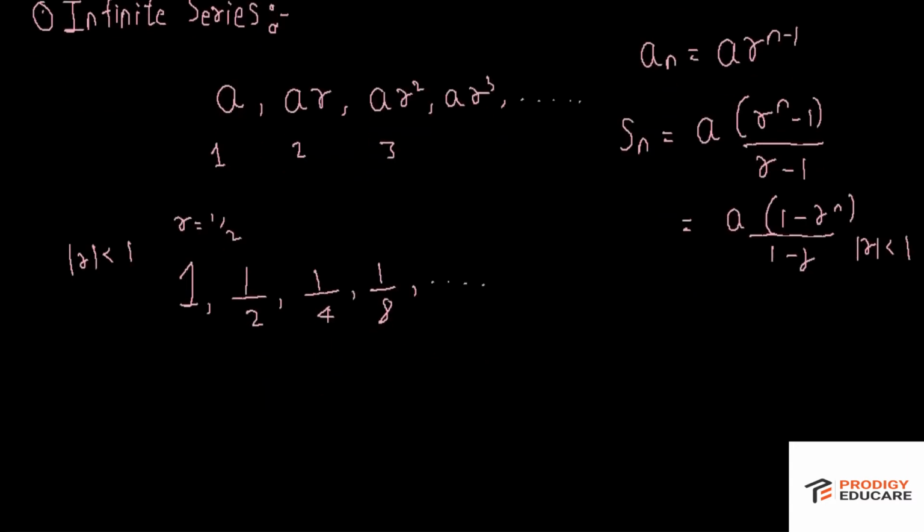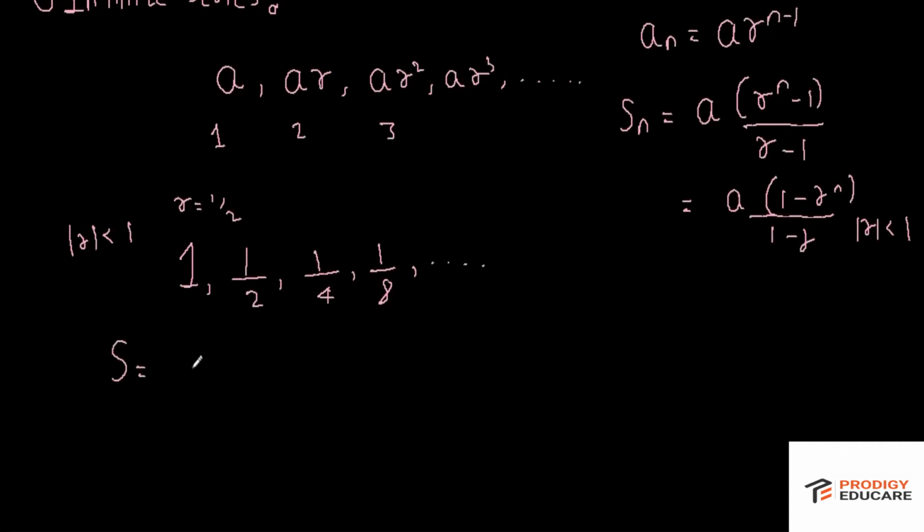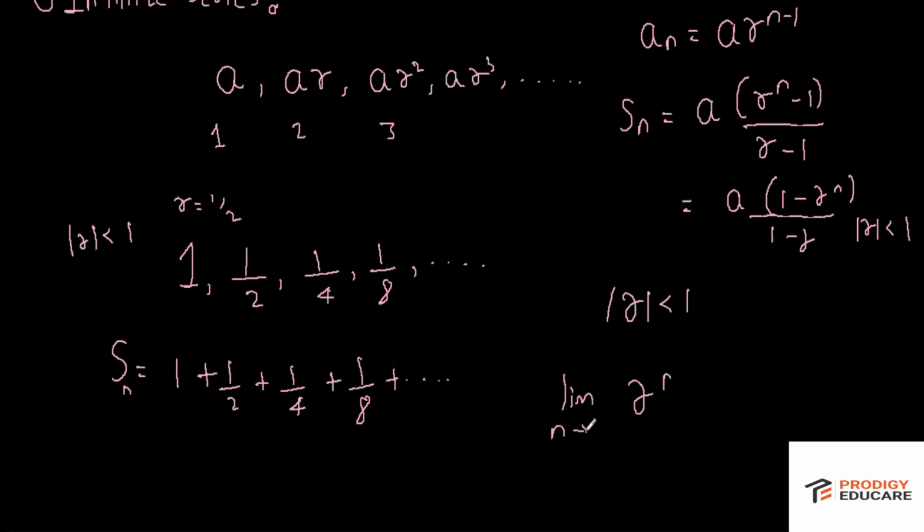So whenever we start adding this, I'll write Sn, it will be 1 plus half plus 1 by 4 plus 1 by 8, and so on. Each successive term is decreasing, so it is contributing less and less to the sum of the series. So I can also write one thing in this case, that when my mod R is less than 1, the limit as n tends to infinity of R raised to n will tend to 0.